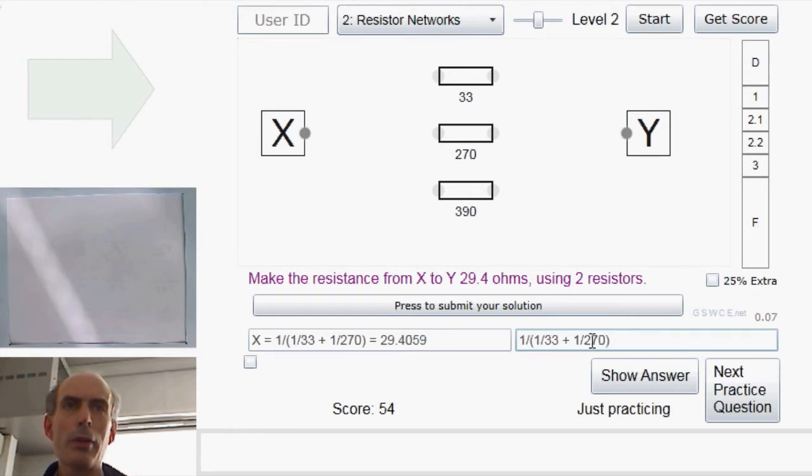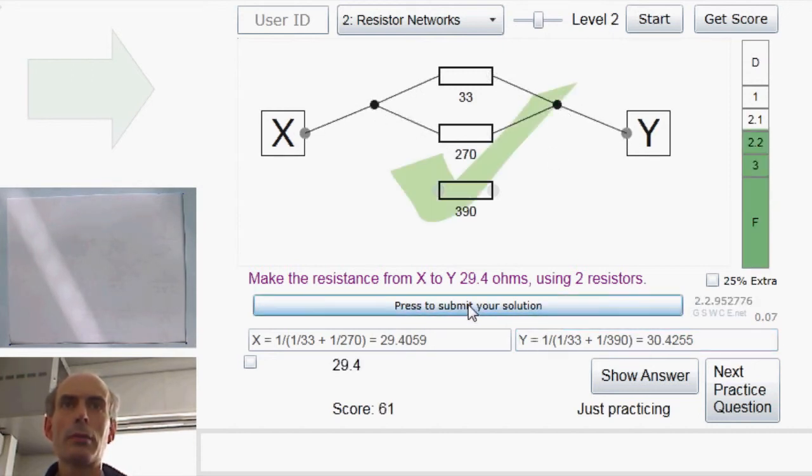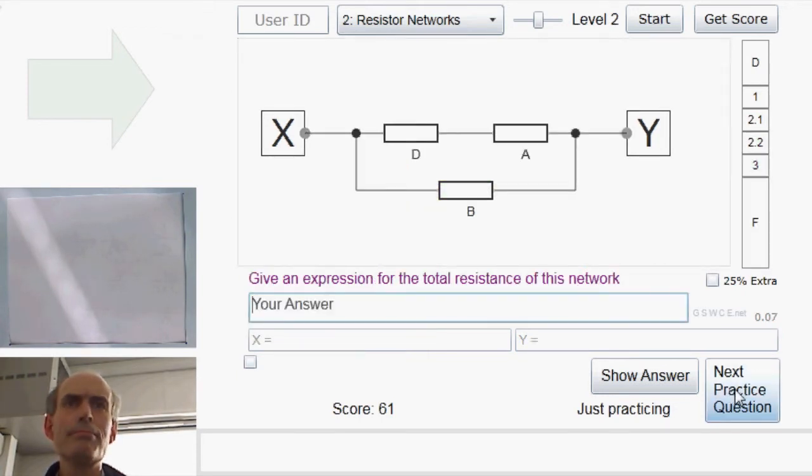If I put it in parallel with the 390, I would have got 30.4. But I want 29.4, which is this one, within the accuracy to which the quiz operates. So I need the 33 in parallel with the 270. Wire that up, click, great. Just do one more. This one, because it's a different type of question.